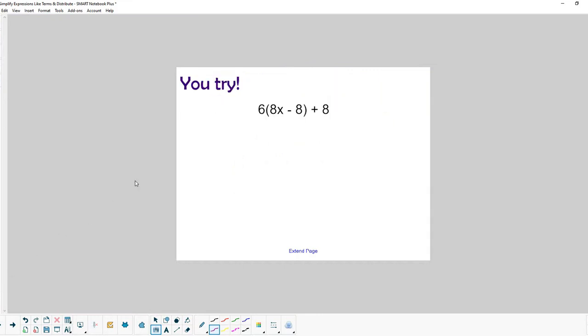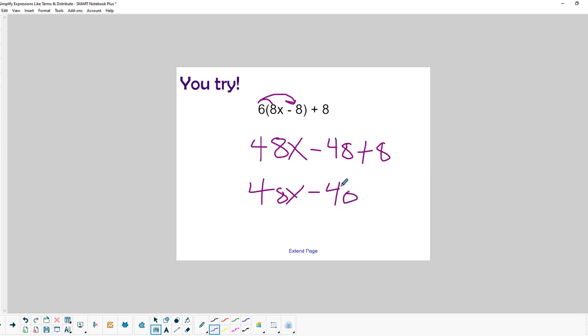All right, let's try this one. We have 6 times 8, which is 48x. And we have 6 times minus 8, which would be minus 48. And then we do plus 8 on the end of that. So 48x minus 40 is that particular simplification, so you can see how using the distributive property helped out there as well.